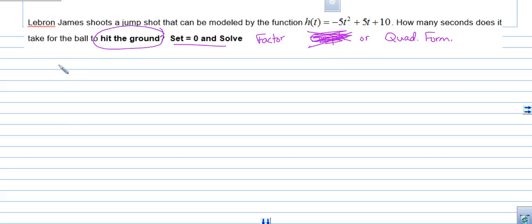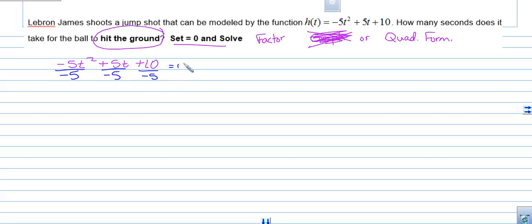Okay? So when you factor it, you want to take the negative 5t squared plus 5t plus 10, and you want to take out a GCF. And remember, you want to try to make this a positive if you can, and 5, 5, and 10 all have a 5 in common, so I'm going to divide everything by negative 5.